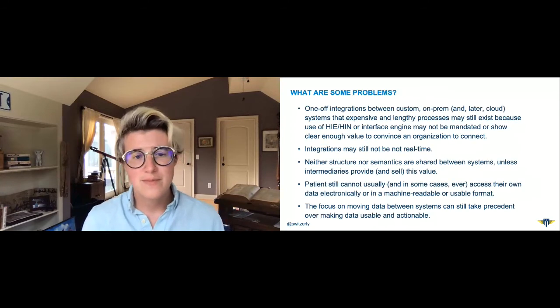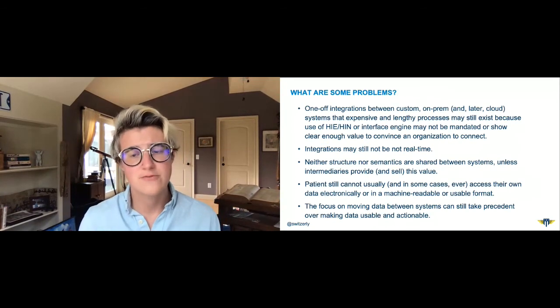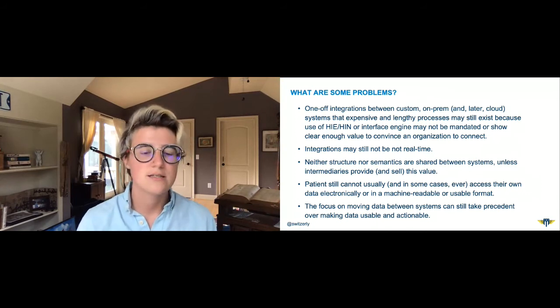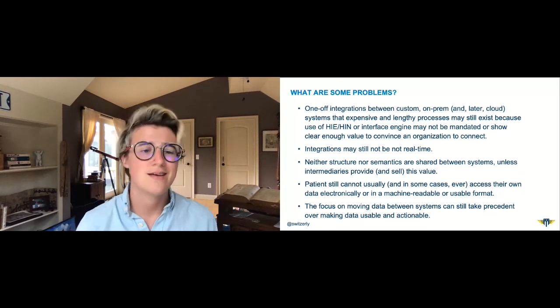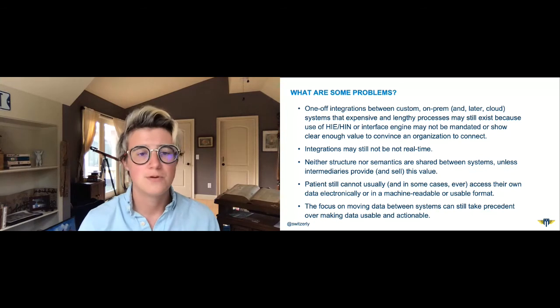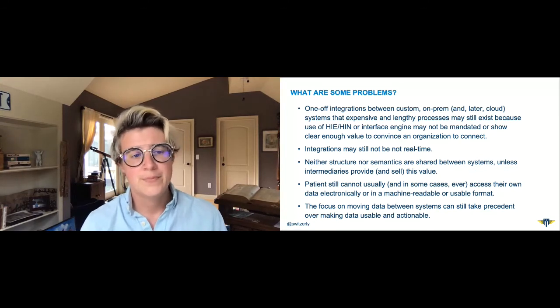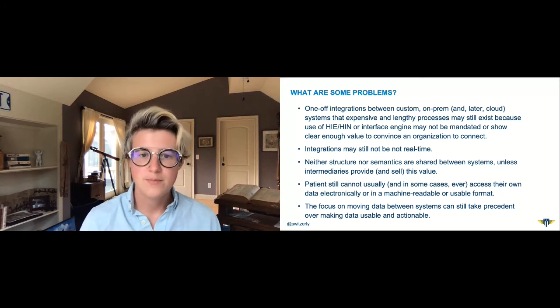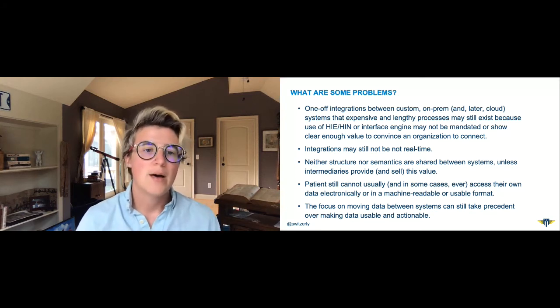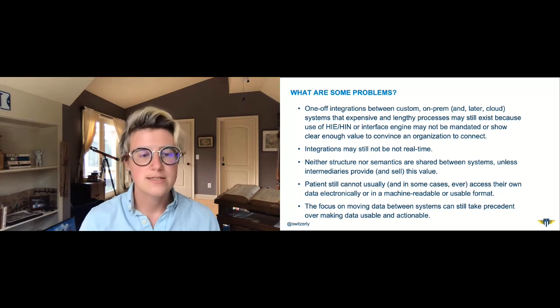Some problems: basically all the problems from before still exist, especially now that there is more interoperability, more connections, and easier and faster connections. But we're still seeing that patients can't get their own data in an electronic or machine-readable format. And that's just not acceptable in 2020. We do see the interface engines, these companies focused on building and selling APIs, providing some value and selling that value.